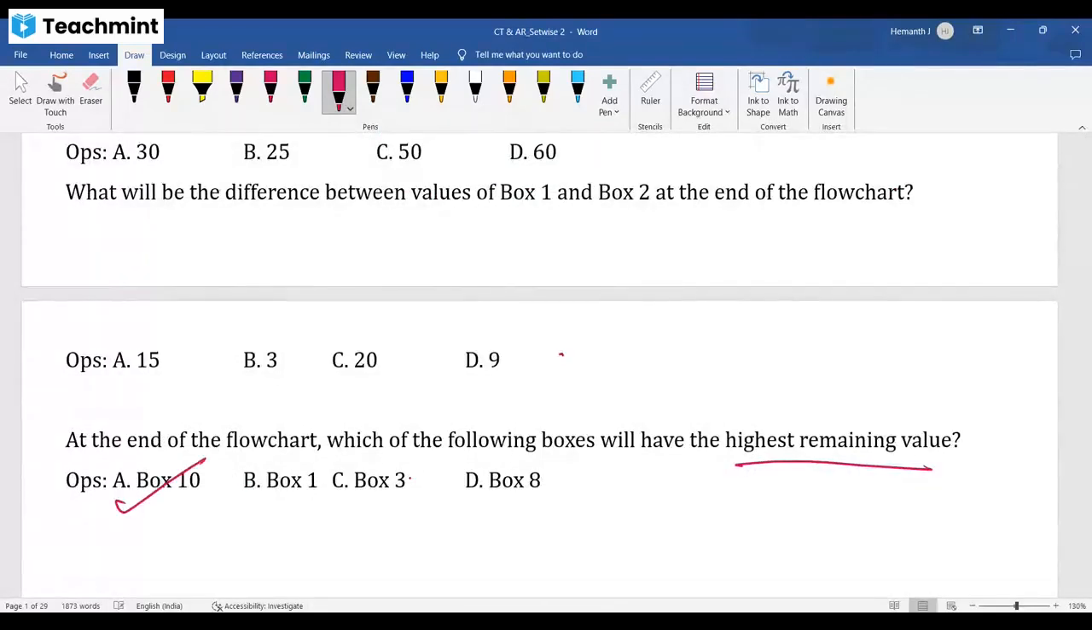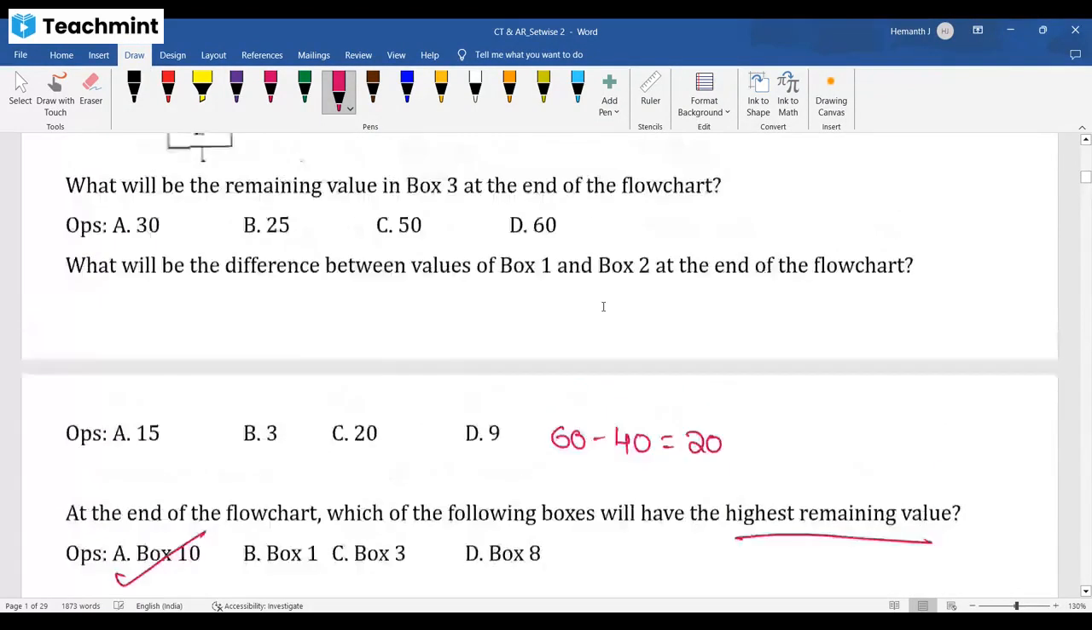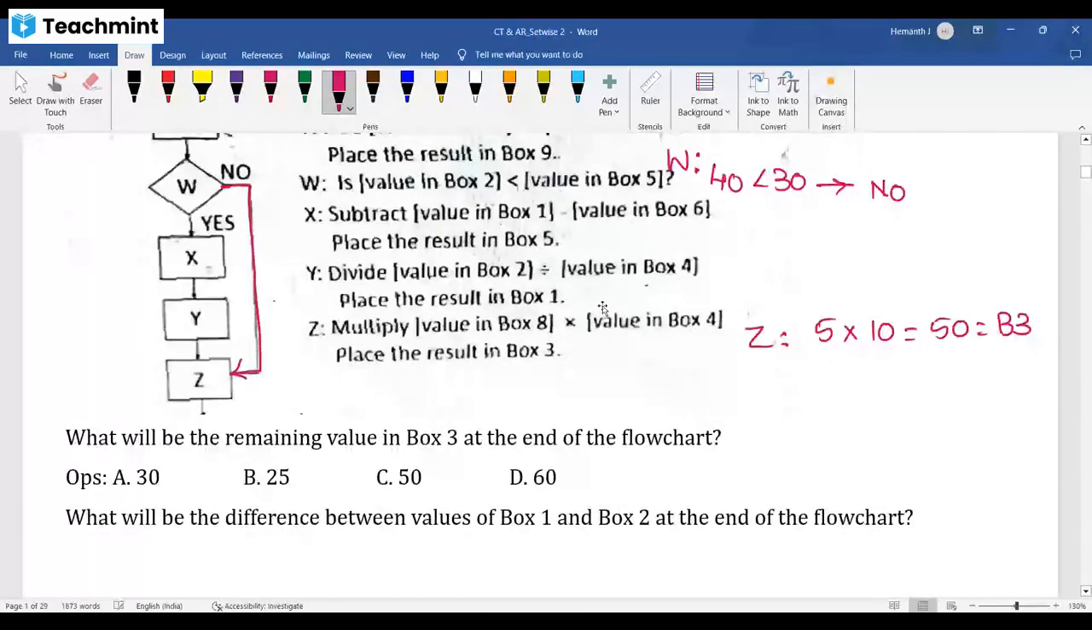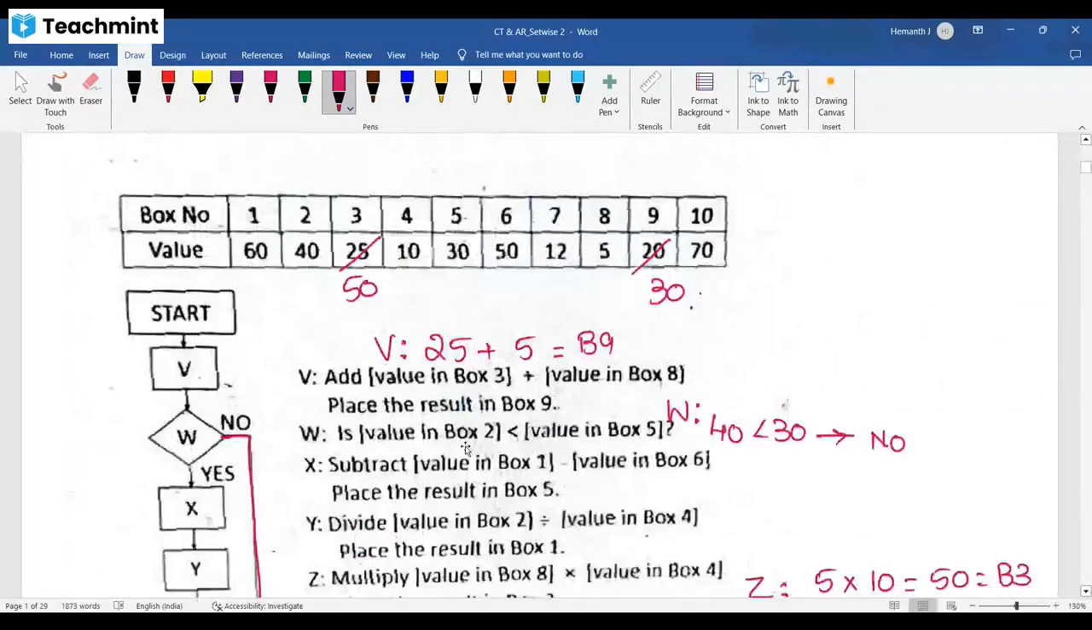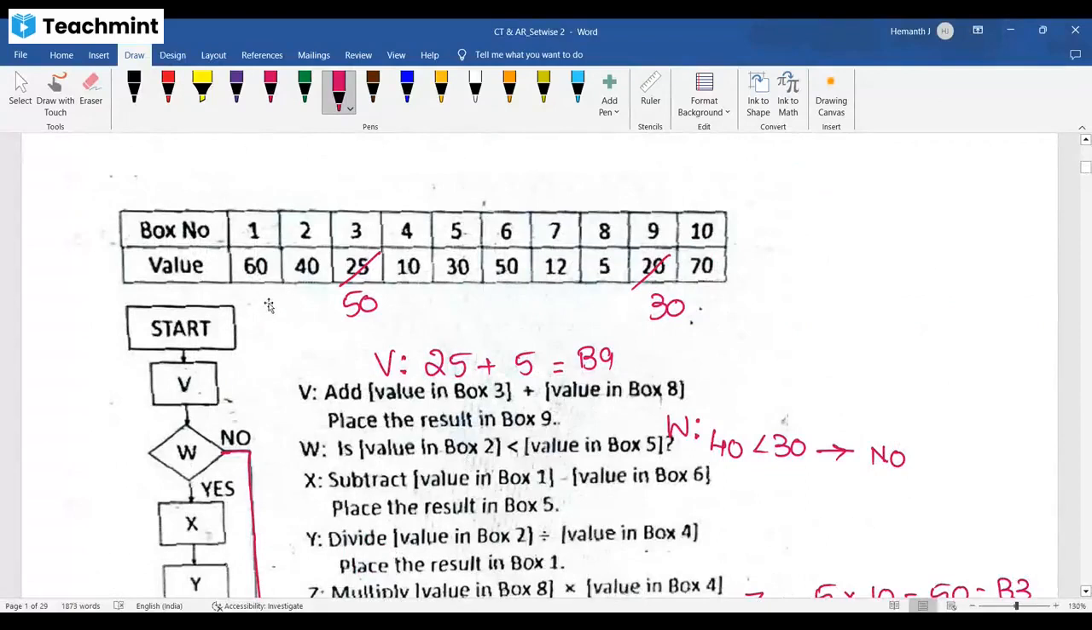Difference between box 1 and box 2: it's not updated. 60 and 40, the difference is 20. And at the end of the flowchart, box 3 is having 50. Box 1 and box 2 are not updated in the process. So the difference between box 1 and box 2 is nothing but 20.